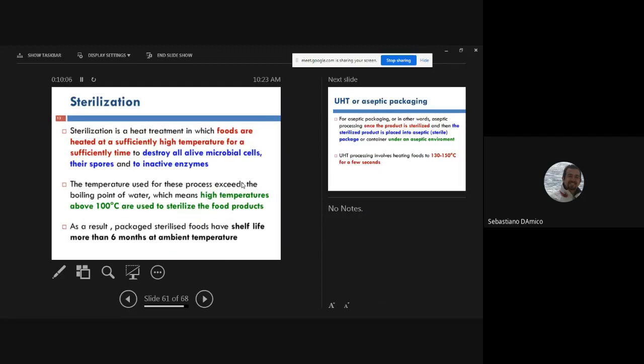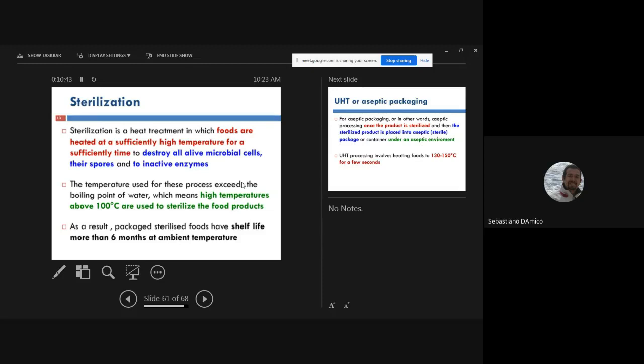Sterilization is another treatment that involves heating as well, in which food is heated at a sufficiently high temperature for a sufficient time. Why do we say sufficient high temperature and sufficient time? Because obviously it depends on the level of sterilization that we want to get. It depends on the kind of products that we have and several other factors. So the temperature and time will change according to several factors.